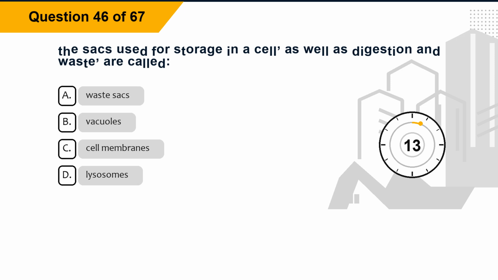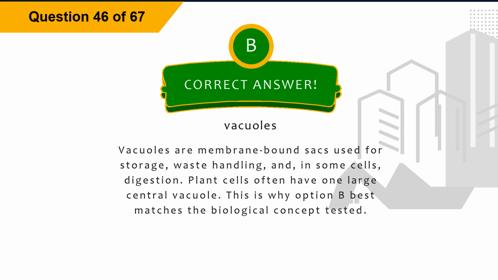Question 46. The sacs used for storage in a cell, as well as digestion and waste, are called option A, waste sacs. Option B, vacuoles. Option C, cell membranes. Option D, lysosomes. The correct answer is option B, vacuoles. Explanation. Vacuoles are membrane-bound sacs used for storage, waste handling, and, in some cells, digestion. Plant cells often have one large central vacuole. This is why option B best matches the biological concept tested.